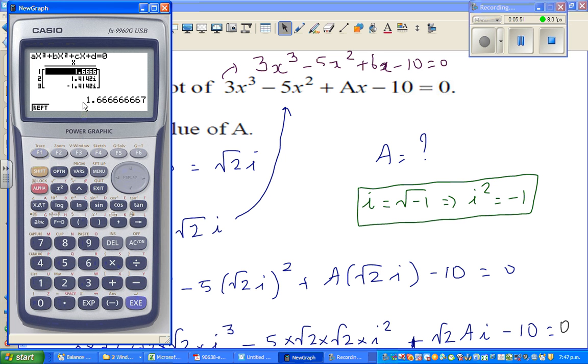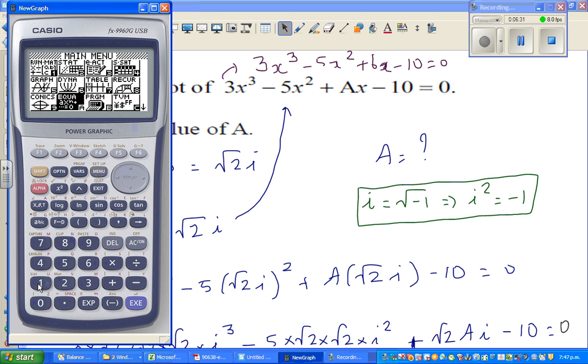So you get three roots here. This 1.66 is 1 2/3. This 1.4142 is root 2. And the other root is minus root 2i. So those of you learning complex numbers should know that complex roots always appear in pairs of conjugates. So if root 2i is a root, you can see immediately that minus root 2i is also a root.